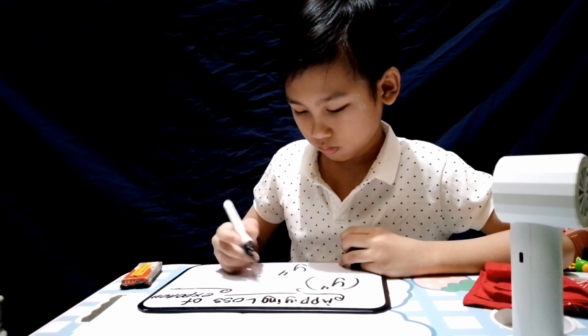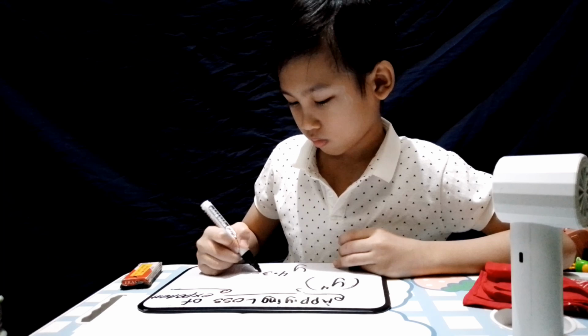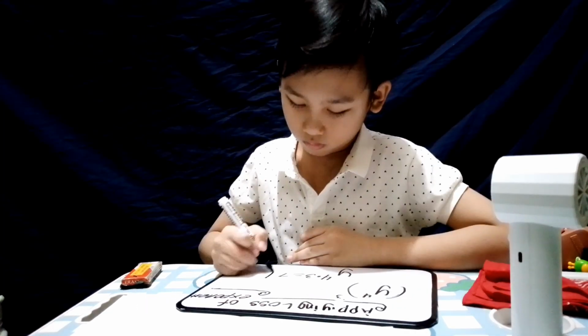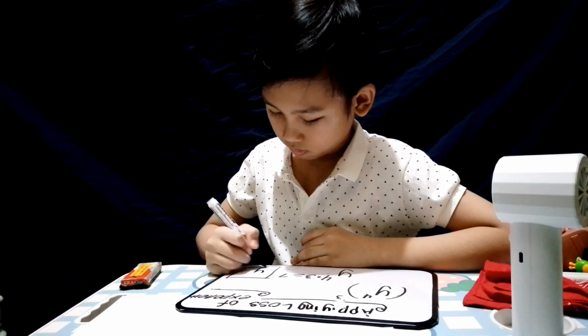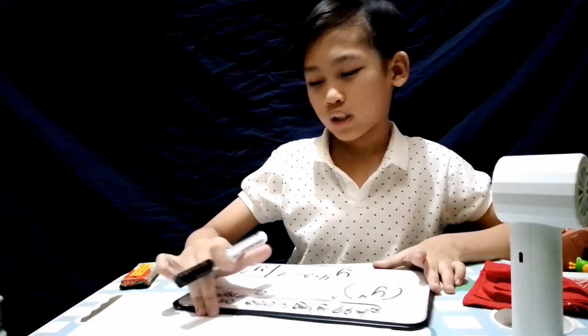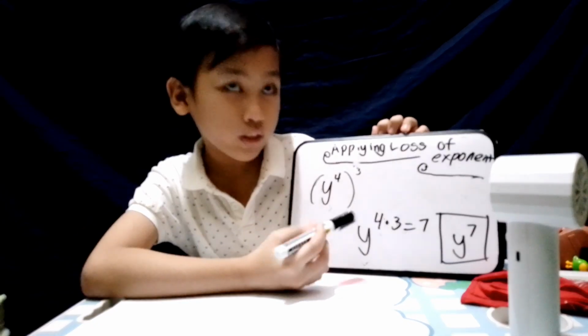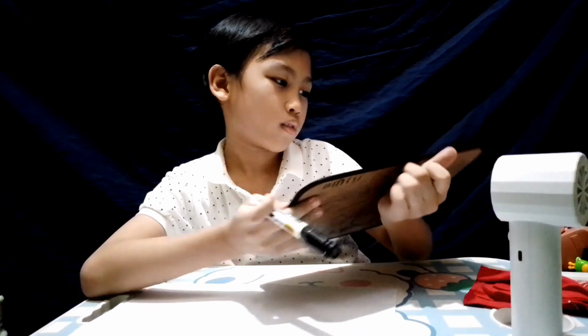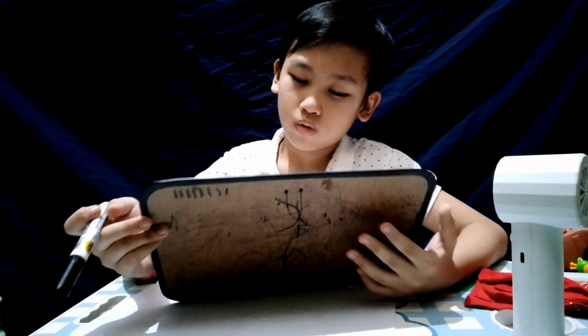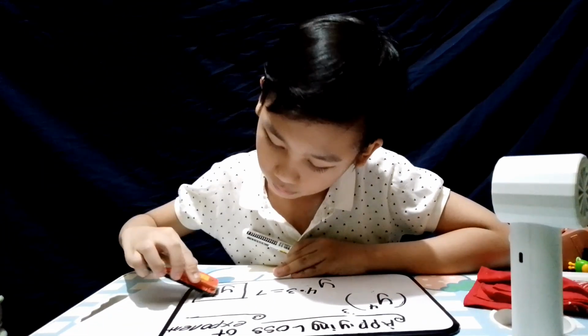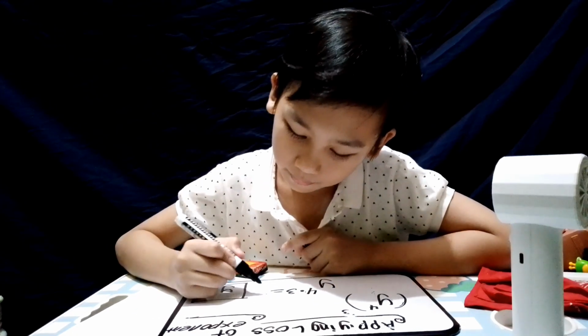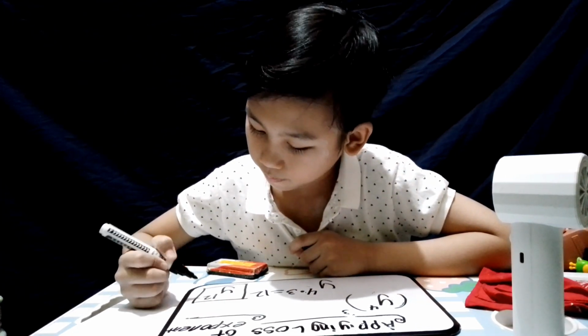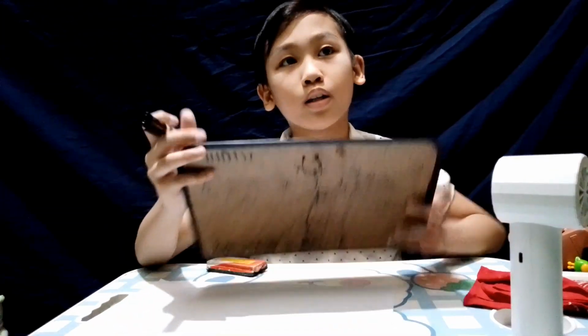Y, open parenthesis, y to the 4th power, close parenthesis, cube. My answer is y to the 7th power. What rule is that? Power rule. It is not product rule. It's y to the 12th power.